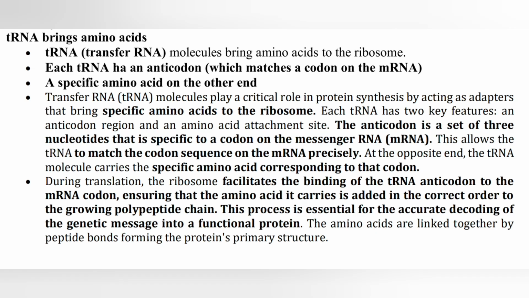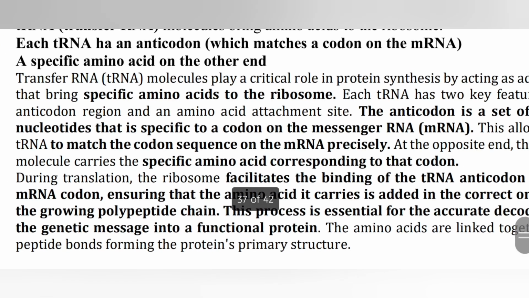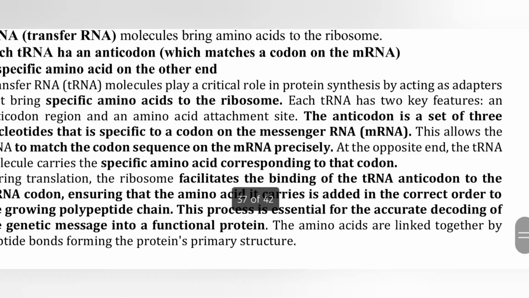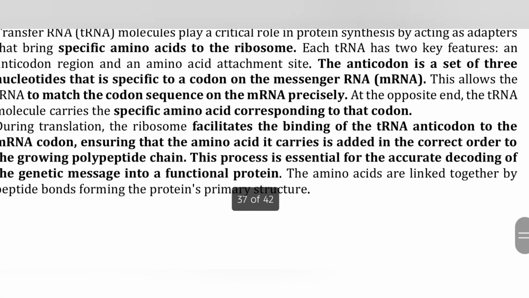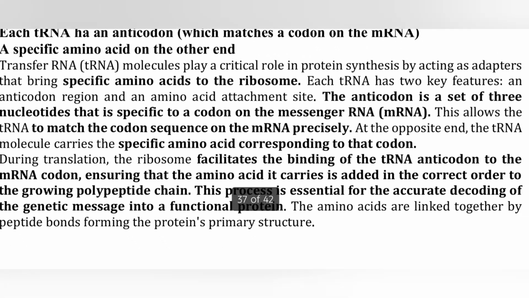Transfer RNA molecules play a critical role in protein synthesis by acting as adapters that bring the specific amino acids to the ribosomes. Each tRNA has two features, an anticodon region and an amino acid attachment site. The anticodon is a set of three nucleotides that is specific to a codon on the messenger RNA. This allows the tRNA to match the codon sequence on the messenger RNA precisely. At the opposite end, the tRNA molecules carry the specific amino acids corresponding to the codon.